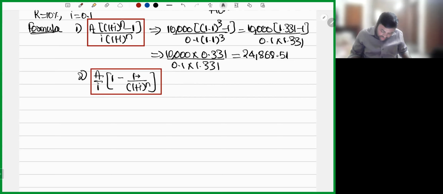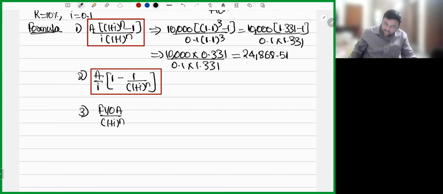If you take the LCM of this, it will go here and it will be 1 plus I whole power n minus 1 divided by 1 plus I whole power n. So the first formula and second formula both are the same. There is no change. Next, the third formula. The third formula will be future value of ordinary annuity divided by 1 plus I whole power n.